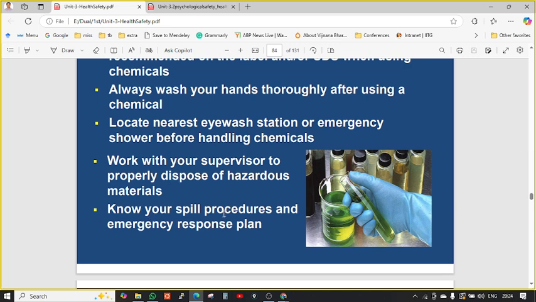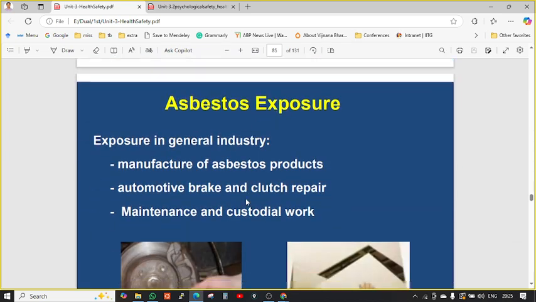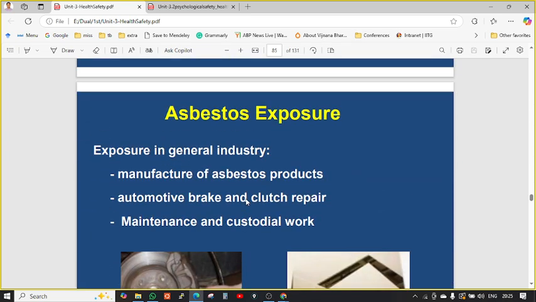Know your spill procedures and emergency response plans. If some chemicals or hazardous conditions occur, what you have to do is move fast to the first aid kit box, then make a call to the ambulance or the hospital or follow the emergency response plans. You have to know them if you are working in different types of situations. Then there are some chemicals that are very dangerous. These are mostly in factories or industrial settings.